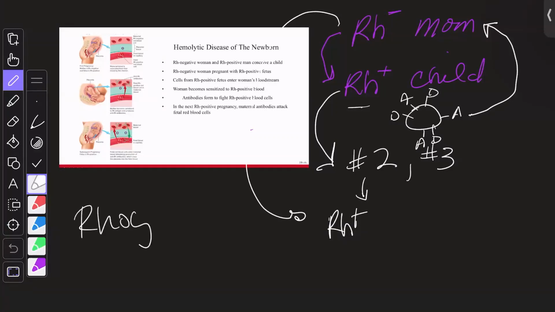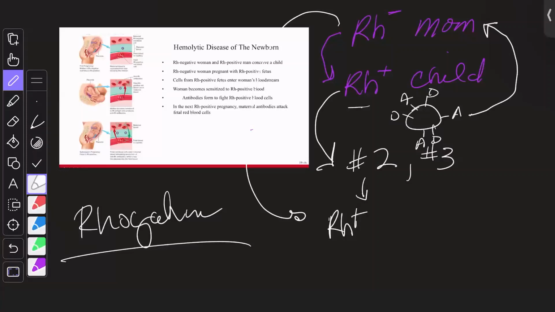It's called RhoGAM. And this is why blood tests are so important before you start having babies. If you are an RH negative mom, and dad is RH positive, then you want them to give you RhoGAM during each pregnancy, because RhoGAM basically prevents the development of the antibody. So at the beginning of every pregnancy, you get this shot, and it prevents the development of that antibody so that you don't kill your baby.